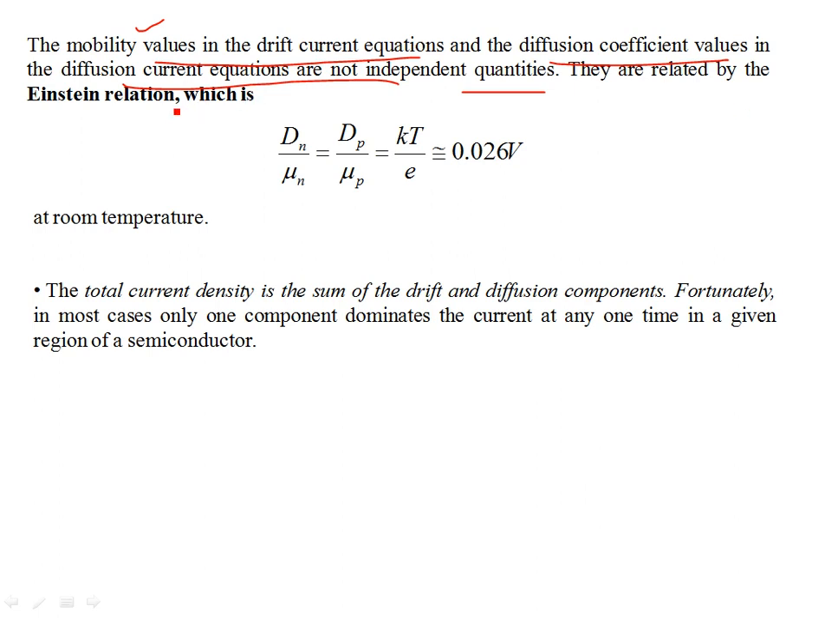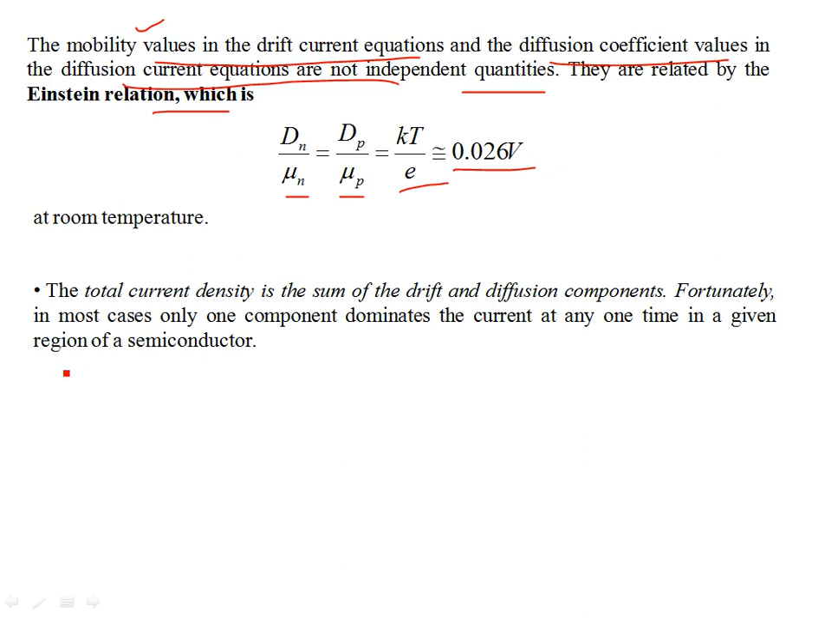They are related by the Einstein relation. That is, if you take the ratio of the diffusion coefficients of electrons and holes to their mobility, well, this turns out to be a fixed quantity. It's about 26 millivolts at room temperature. It can be expressed in terms of the Boltzmann constant, the temperature, and the electronic charge. So this relationship shows that the mobility in the drift current and the diffusion coefficient are dependent quantities, not independent quantities.